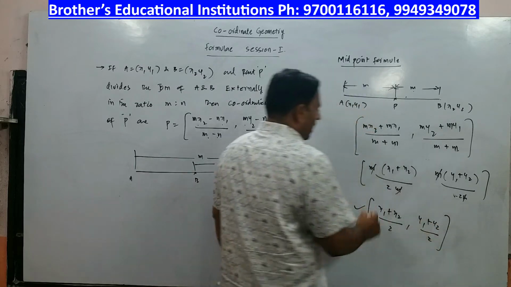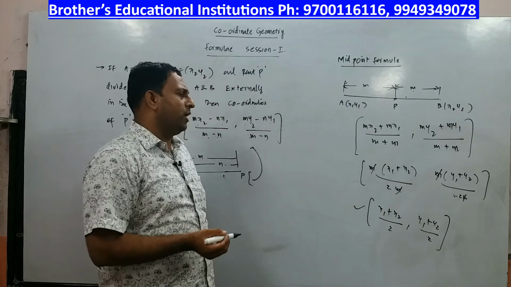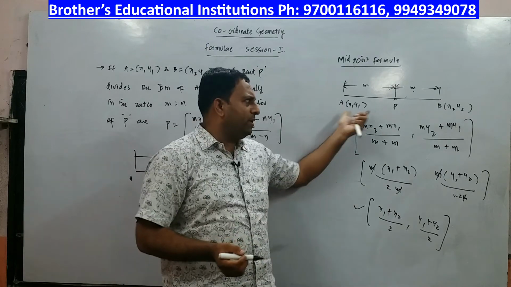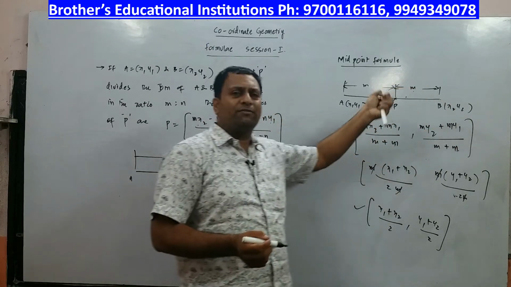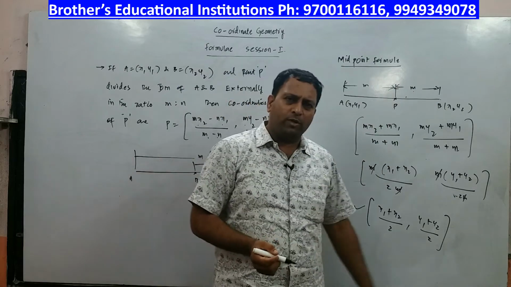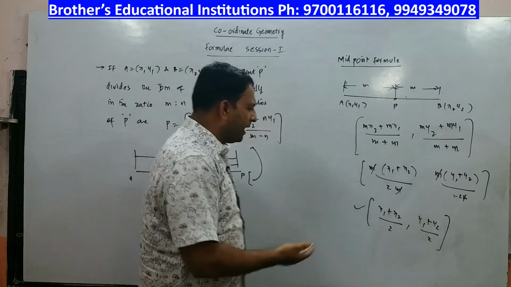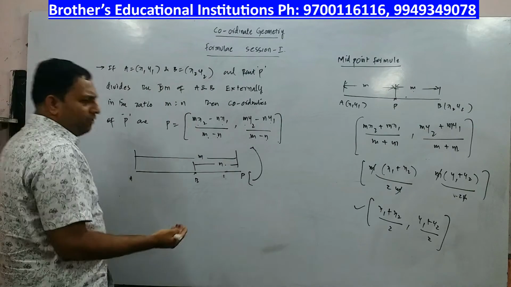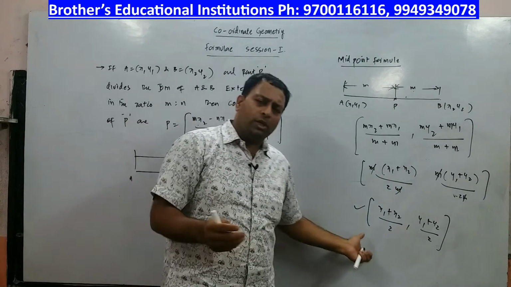This formula is also called the midpoint formula. How do you say? If A (x1, y1) and B (x2, y2) are the two points, then the coordinates of the midpoint are (x1 plus x2) by 2, comma, (y1 plus y2) by 2. In fact, this formula is derived from the internal section formula only. Once the concept is clear, you can learn this by heart.